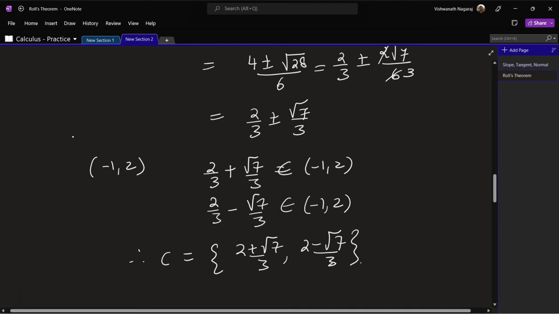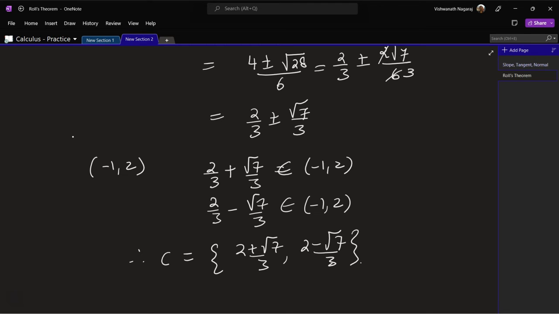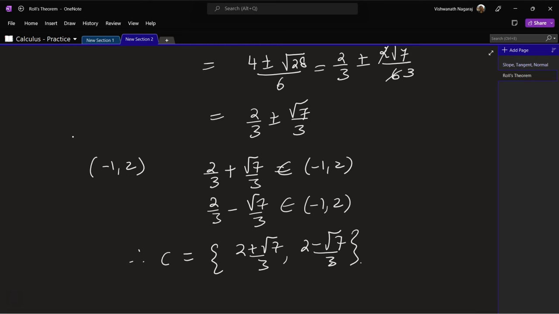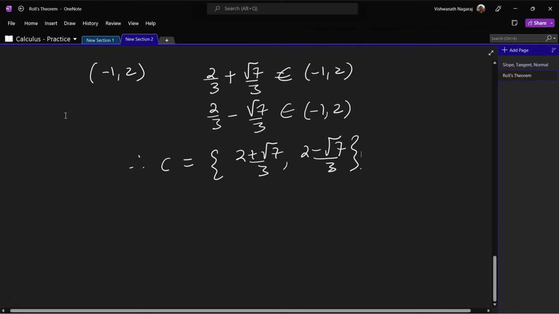So after evaluating it, you get a mathematical answer. But we have to see whether it actually applies in the given context. So we have to check whether all the values of c that we have got really fall into that interval. Okay, third one.